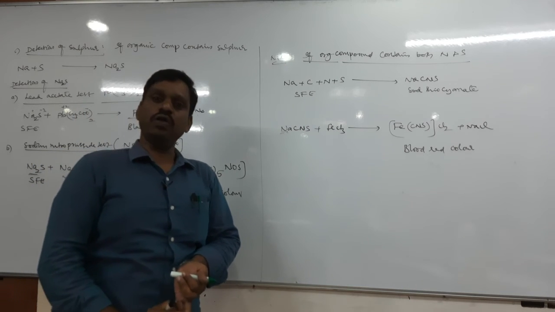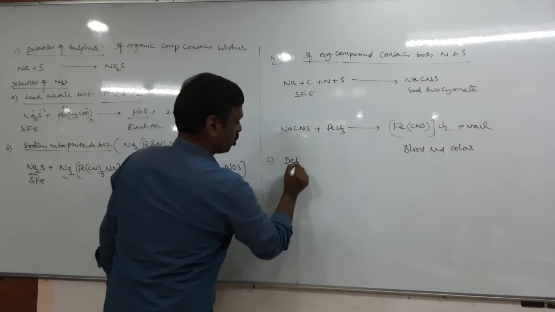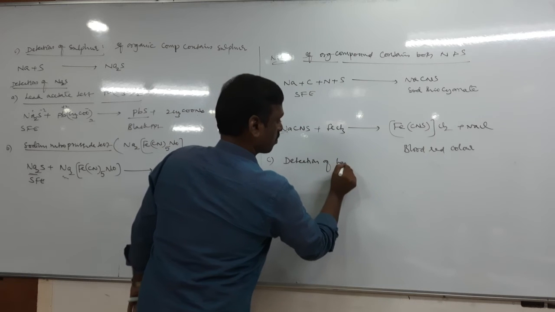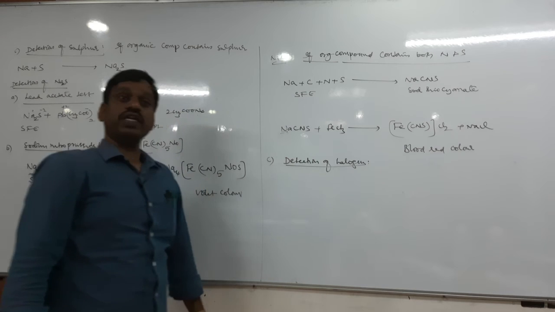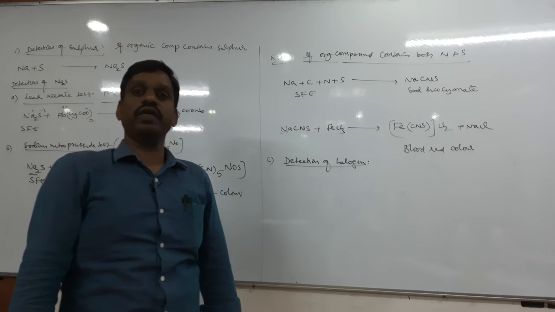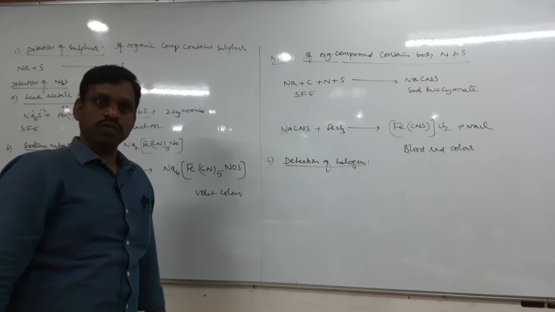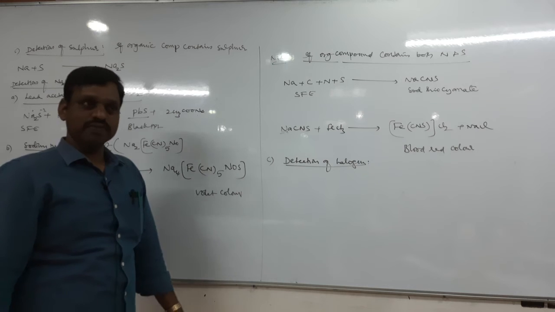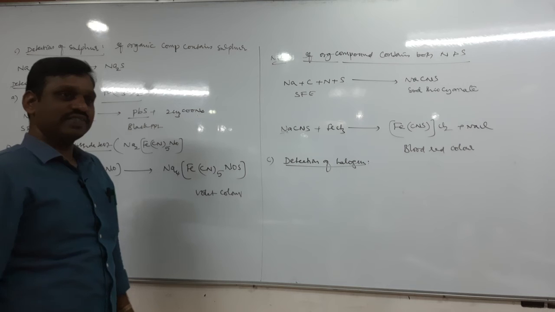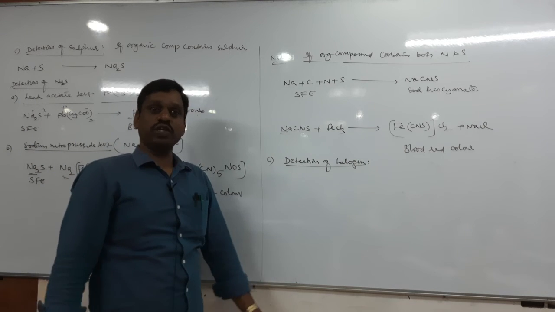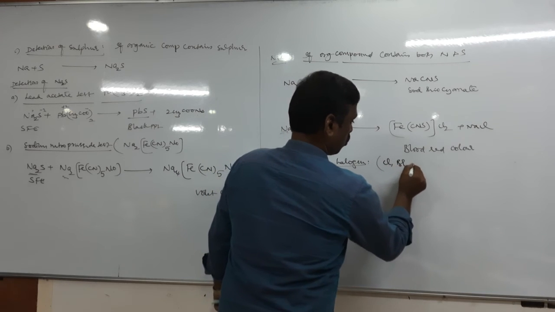Next is detection of halogen. It is very simple. Now next, the third one is C, detection of halogen. In halogens, particularly chlorine, bromine, iodine can be detected, not fluorine. Okay, so fluorine compounds we do not touch. If there is a doubt about fluorine, we don't touch it. Okay, so detection of halogen, that is chlorine, bromine, iodine.